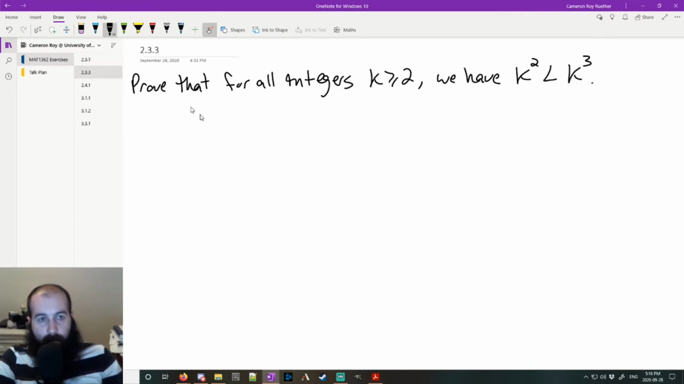Next up is exercise 2.3.3, which is to prove that for all integers greater than or equal to 2, we have that k squared is strictly less than k cubed. This we can also prove with induction. So proof by induction.